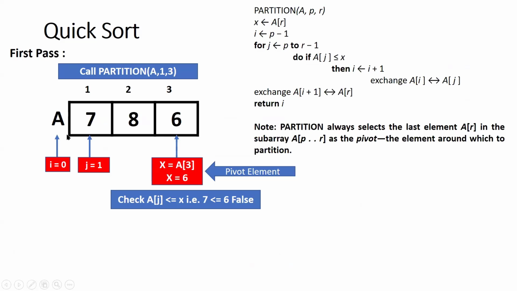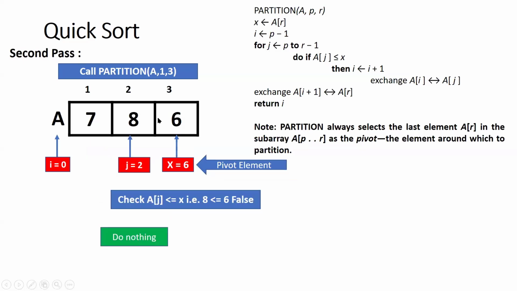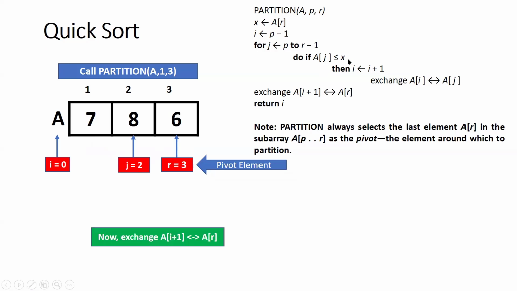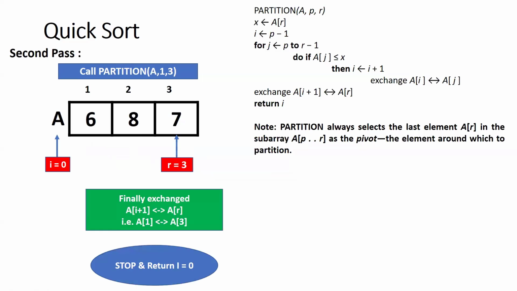If A[J], 7, is less than X, no. Do nothing. Increment J. J is again, now J is 2. A[J], that is 8, is less than 6? No. Do nothing. Terminate. So now here you can see what the I will be.